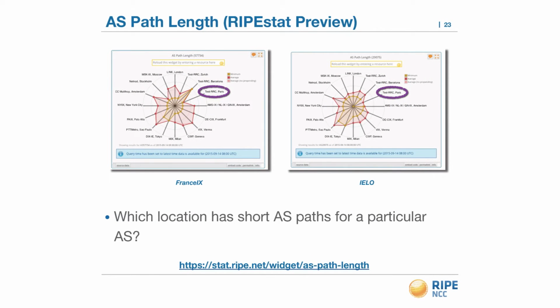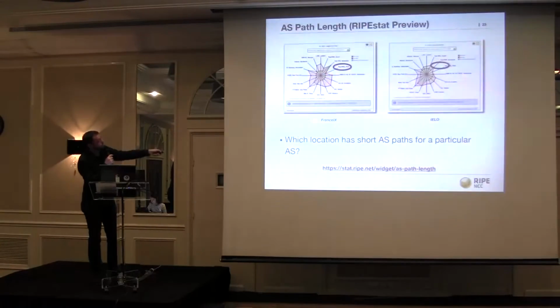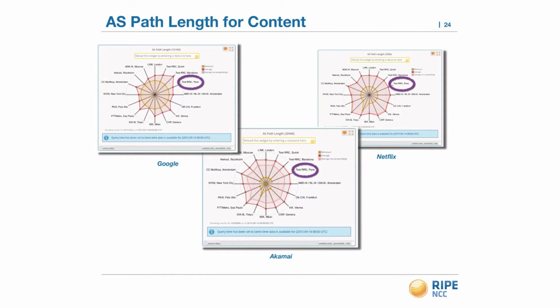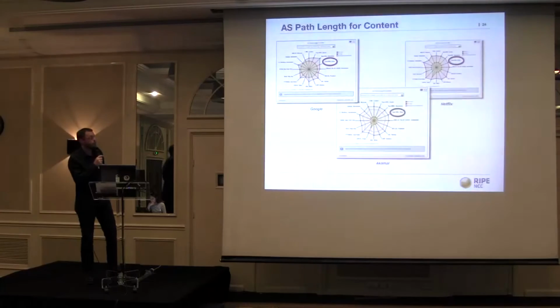Another one, AS path length. Here you see all the route collectors. I circled FranceIX. This will get a proper name; now it just says test something. As you can see, the FranceIX AS path is very, very short and longer for the rest. The same for yellow. And if I look at content, it's pretty much round for Google, Netflix, Akamai. Actually, for Akamai we get some feeds in some places, so the distance can be 0 there.